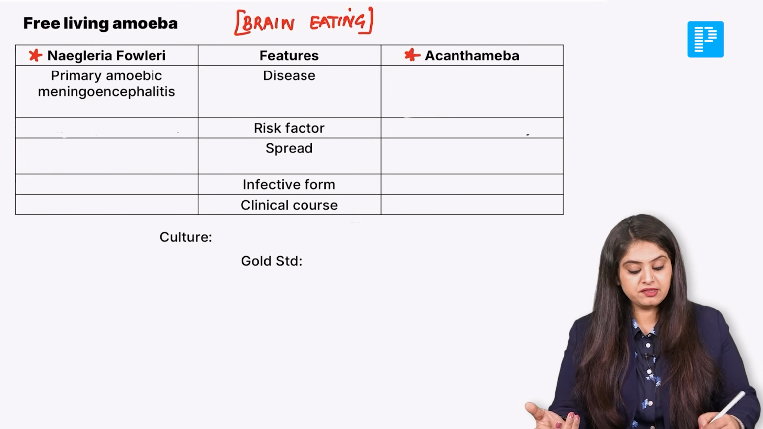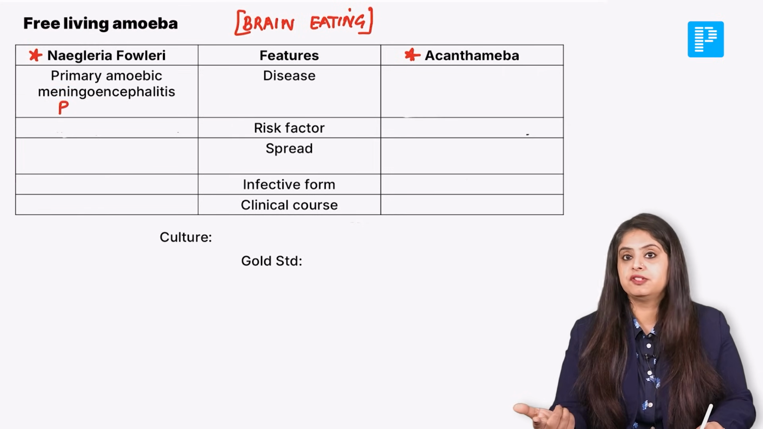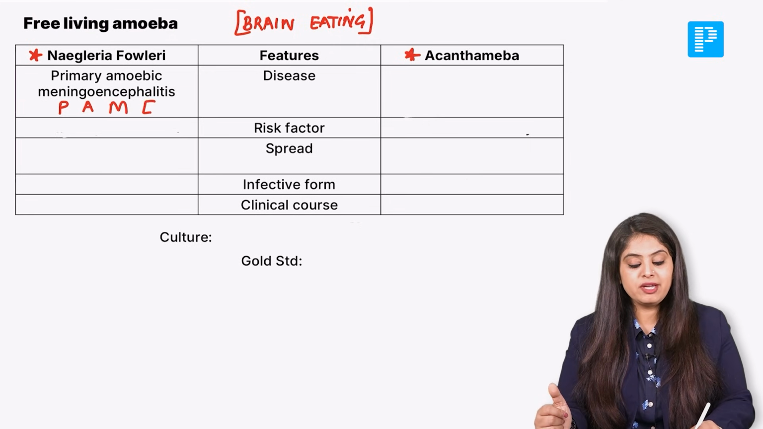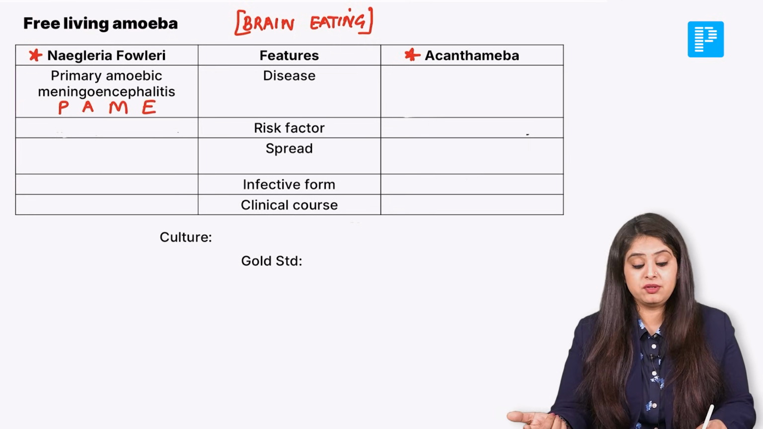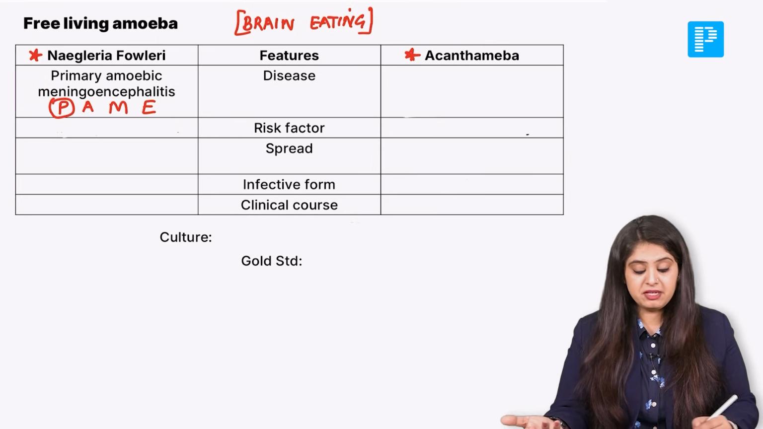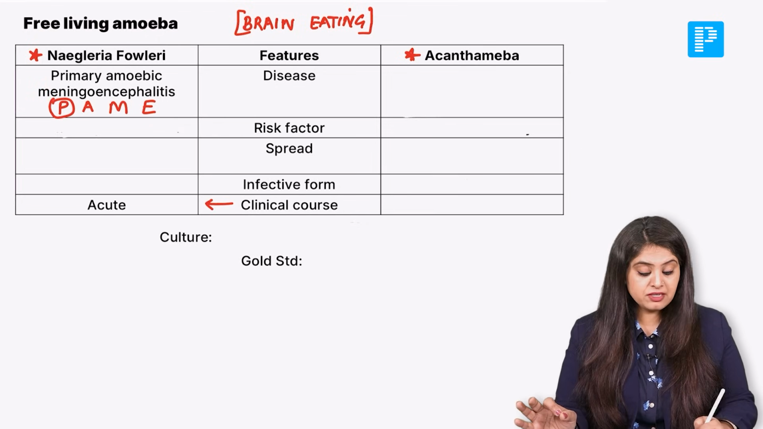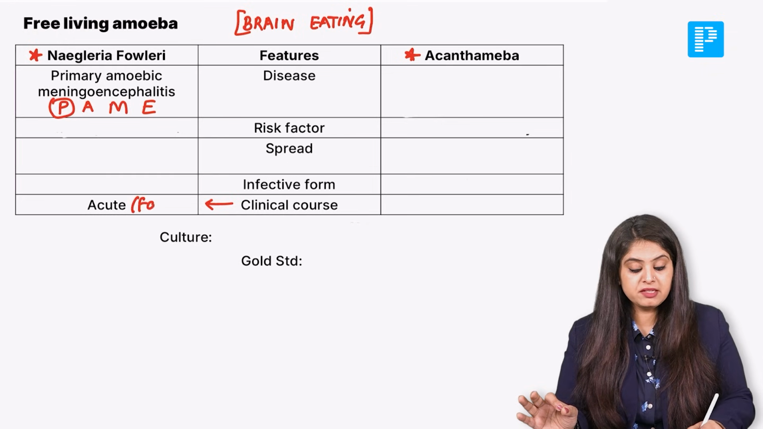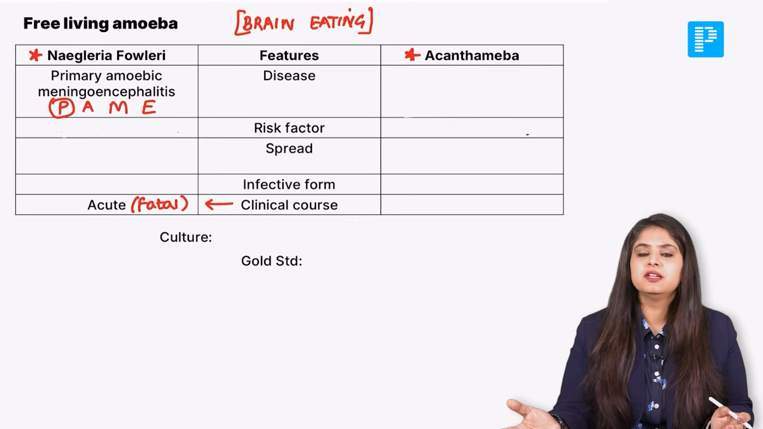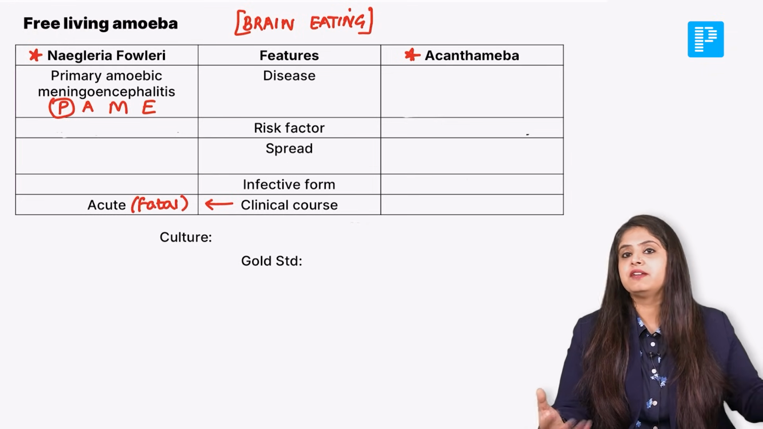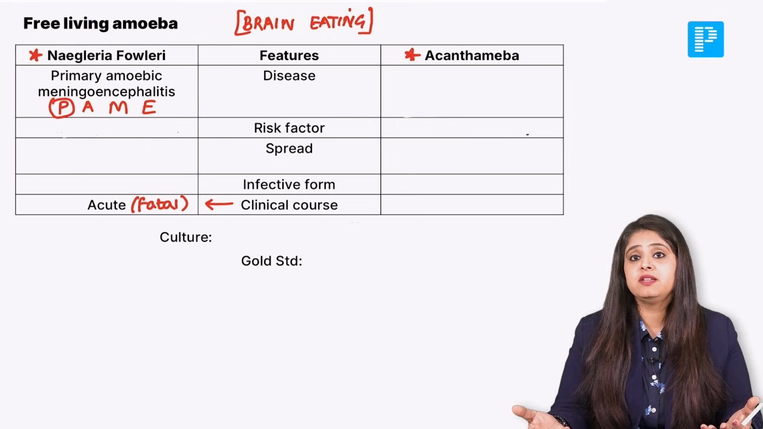Naegleria fowleri causes something called PAM, primary first-time infection, amoebic because it's a free-living amoeba, meningoencephalitis because it's a brain disorder. Whenever I say primary, it's happening for the first time, so its clinical course is going to be very acute. In fact, it is so fast that many a times they will say that patient has died within 5 days. It just happened, meningitis happened, 5 days patient has died. It can be fatal very, very fast.